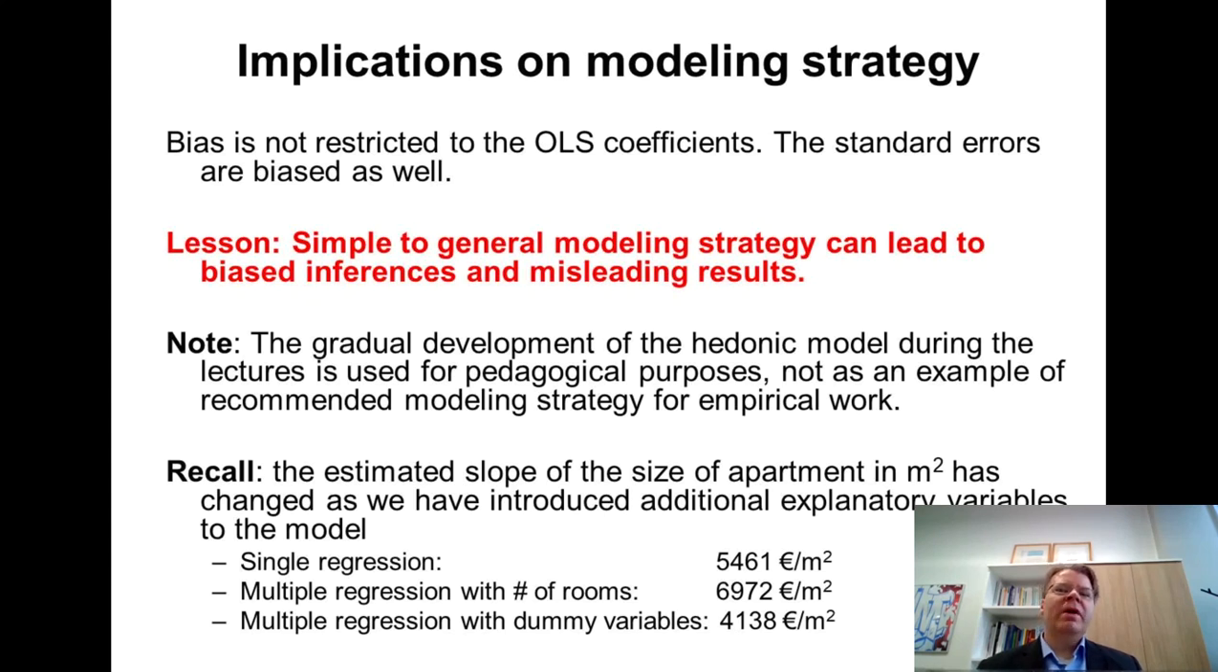But then when we added more explanatory variables to control for the heterogeneity with the dummy variables also, suddenly the marginal effect decreased to less than 4,000. So it can be that this kind of gradual model building doesn't necessarily lead to gradual development in this slope coefficient. It can also take quite dramatic turns. At first it is increasing, but then drops completely when you add more variables. So in that sense, the single regression and even multiple regression might include square meters that are correlated with some other factors that are then captured better in the model with dummy variables.